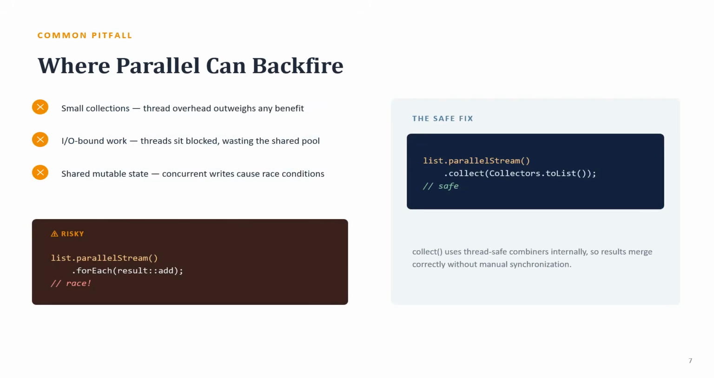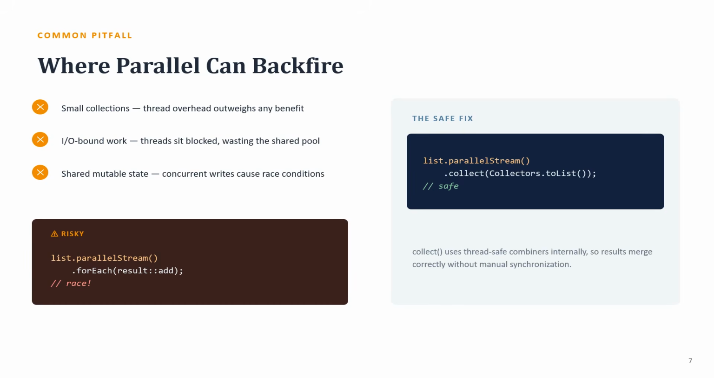So when can parallel streams backfire? Suppose we see this risky part of code. We have list.parallelStream, then we are doing forEach. Then we'll end up in a race condition because multiple threads are going to access the data structure. Instead of using forEach, always use thread safe combinations of the stream itself: list.parallelStream().collect(Collectors.toList()). This will have better performance, so use the safe fix.